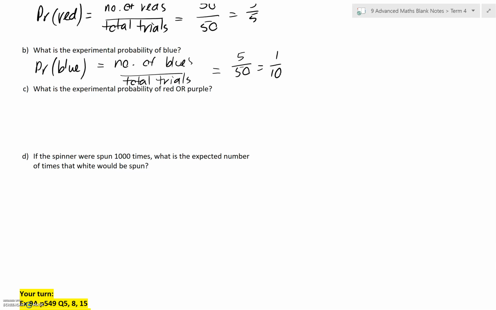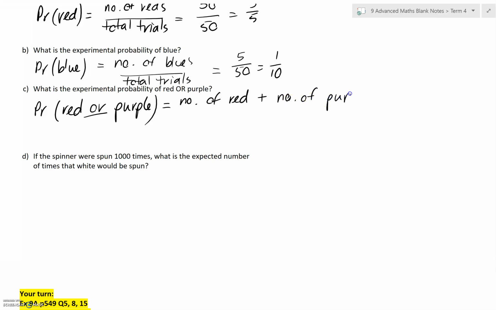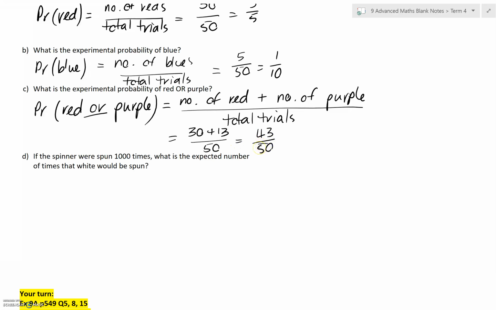The next one, what is the experimental probability of red or purple? Now that or is really important. That means red would give us an answer that we're looking for, but so would purple. So that actually expands our number of possible outcomes that we're looking for. So we've got the number of red in this case plus the number of purple because either of those would be acceptable, favourable outcomes. So total trials. So there's 30 red, 13 purple, still 50 trials. So that's going to be 43 out of 50. So a good chance of getting one of those.